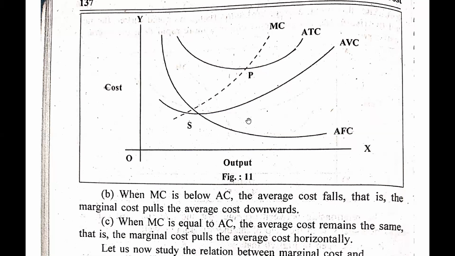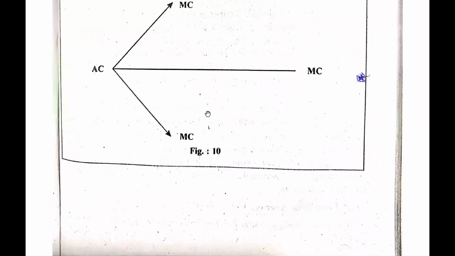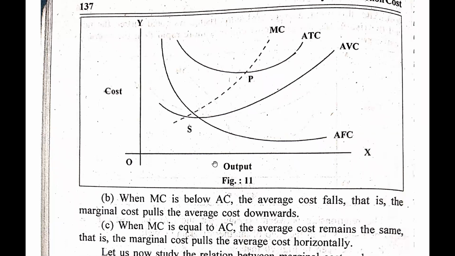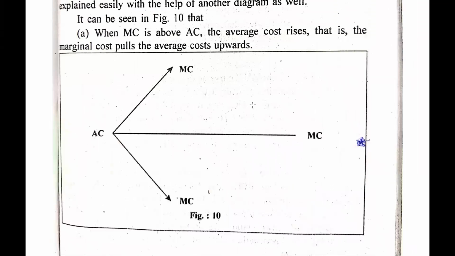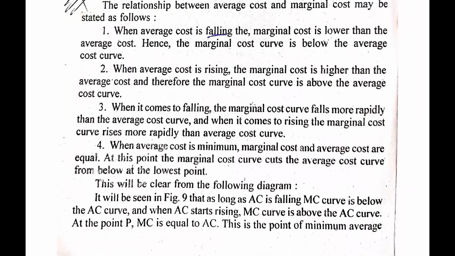You can also see in this diagram that we are given marginal cost, average total cost, average variable cost, and average fixed cost. So four different costs are given here. We will see that.